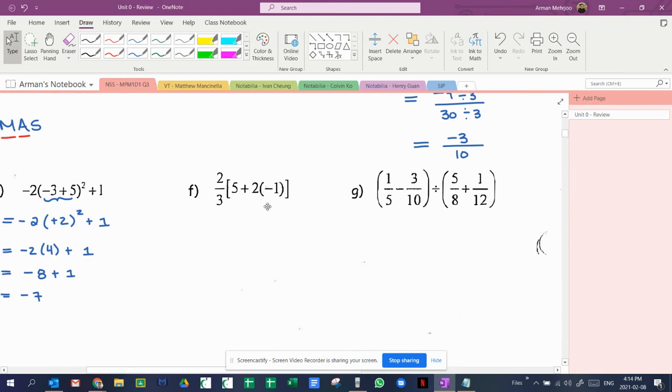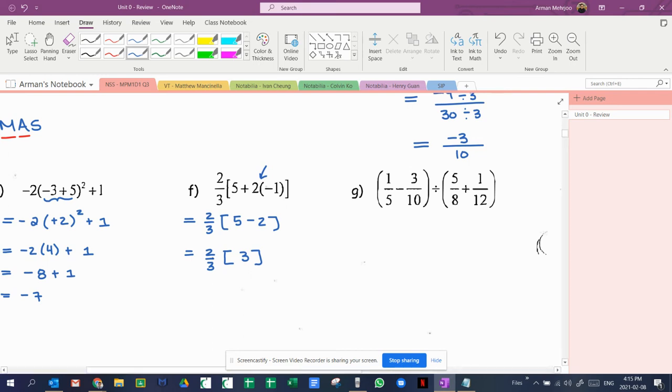Let's go to question F over here. So again, BEDMAS says look inside the brackets. I'm going to look inside the brackets, and it looks like I have multiplication going on over here, so that'll be my first step. So 2 times -1 is the same thing as -2. 5 minus 2 is going to be 3. And now it looks like I'm all finished with what's going on inside my brackets.